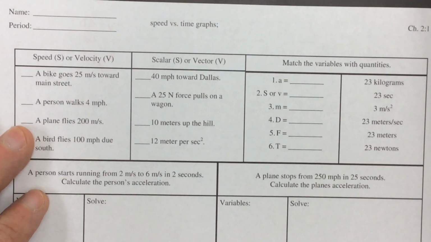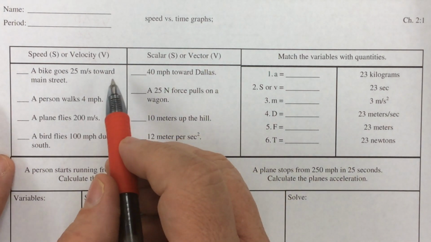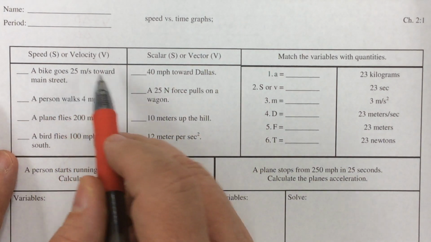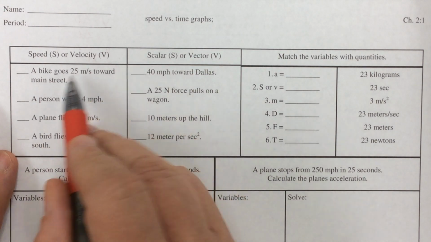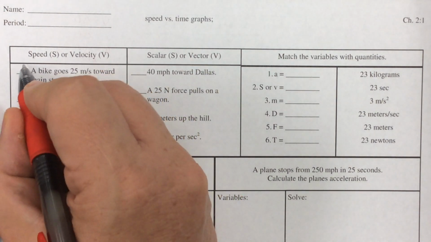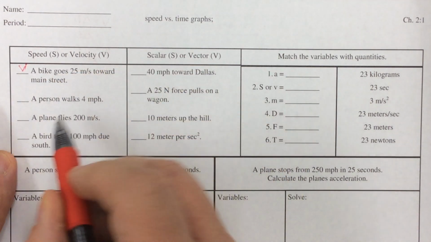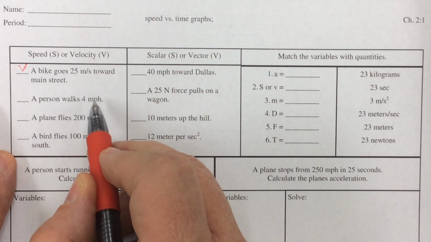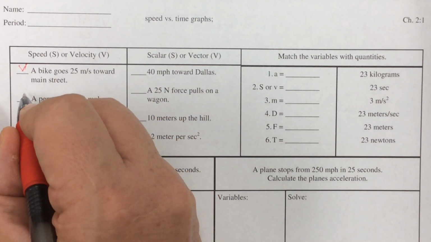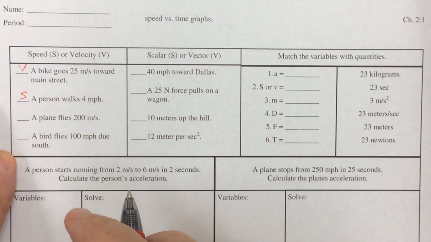Okay, so let's do a couple of these examples. Speed or velocity. A bike goes 25 meters per second towards Main Street. Towards Main Street's a velocity because it's a direction. A person walks 4 miles an hour. You should be saying it in your head. That's a scalar because it's just giving a magnitude.